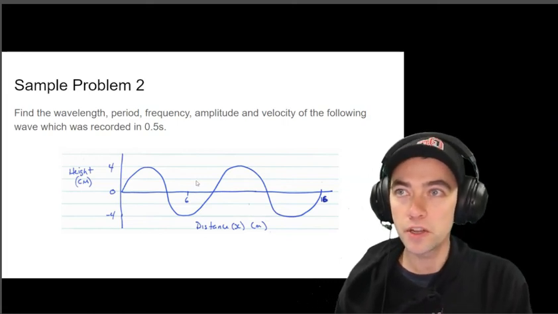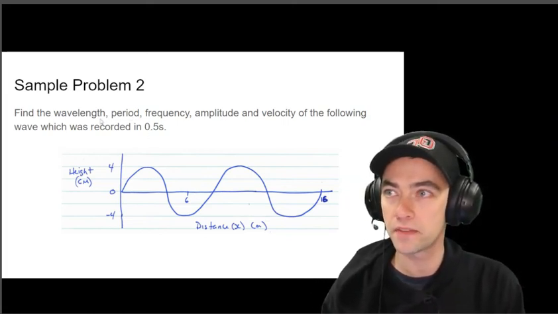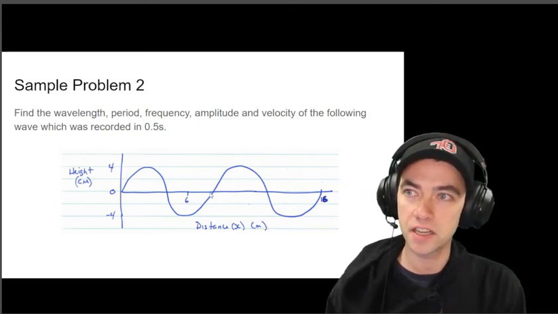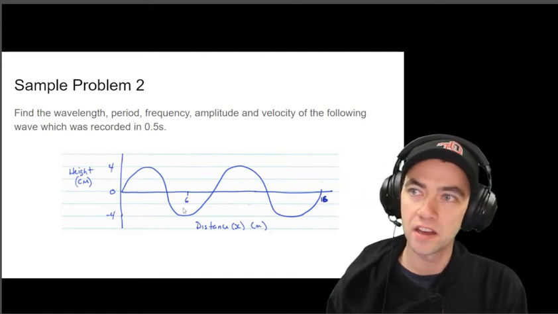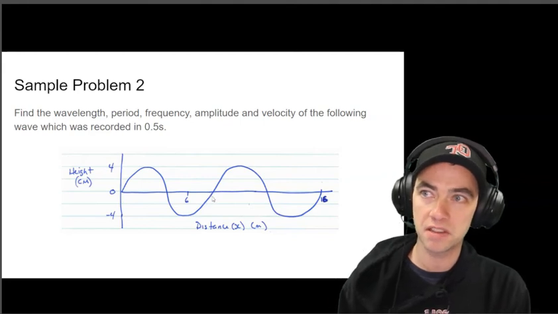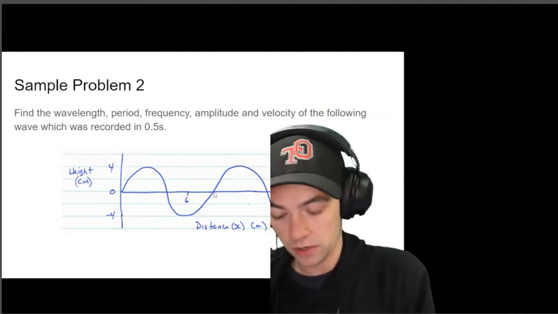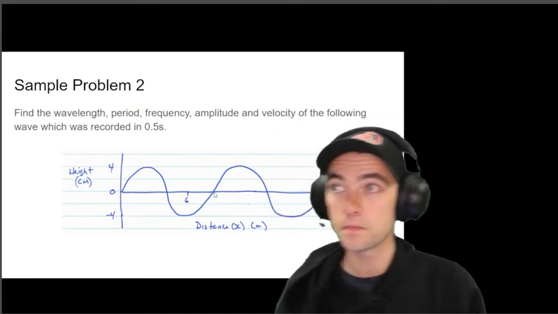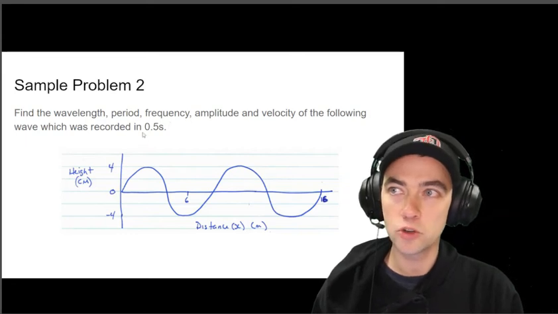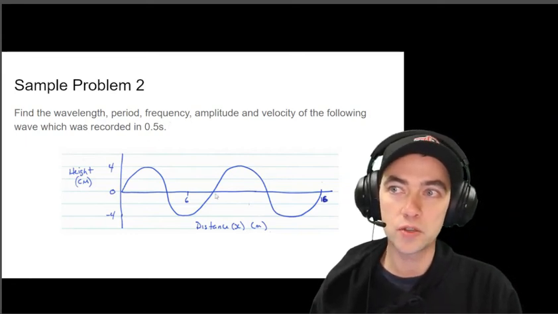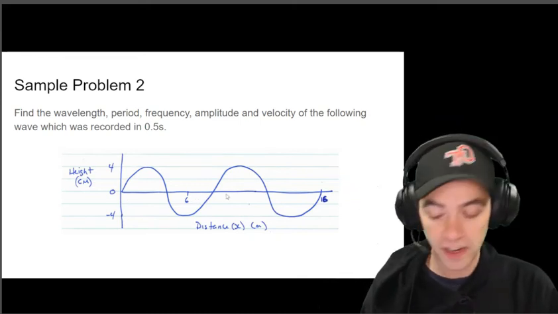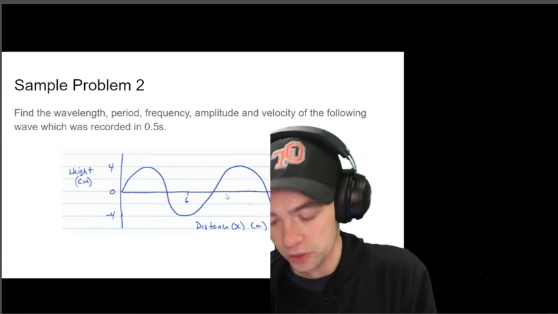So the first thing we want to talk about is the wavelength. Remember, we're measuring that in meters. So I'm going to take a look at this, and if I say 3/4 of the wave is about 6 meters, I'm going to estimate that the wavelength here is about 8 meters. Now, period is time. We can see that in 0.5 seconds, we had 2 full waves. Then I'd argue the first wave here was produced in 0.25 seconds. So our period is 0.25 seconds.